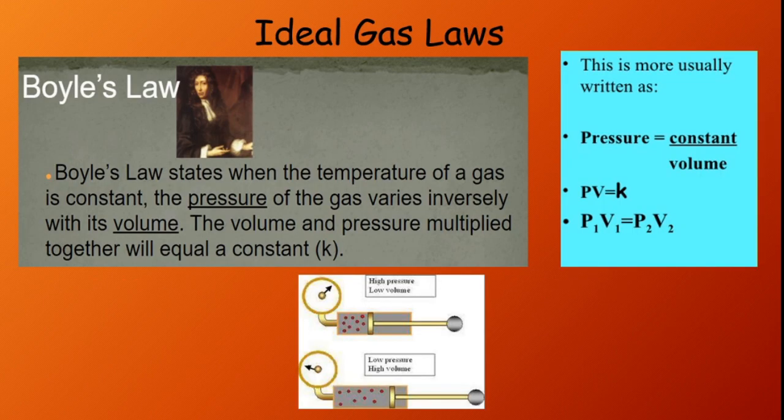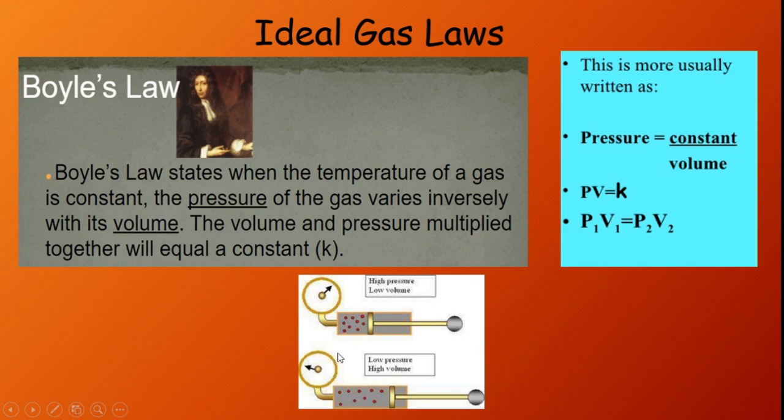Ideal gas laws. Number 1, Boyle's law. When the temperature of a gas is constant, the pressure of the gas varies inversely with the volume. This law can be expressed mathematically as P = constant/V, or PV = constant. Hence, we can write P1V1 = P2V2, where V1 is the volume at pressure P1 and V2 is the volume at pressure P2.